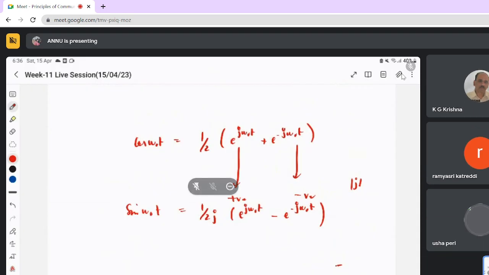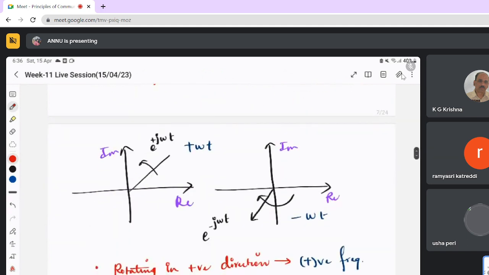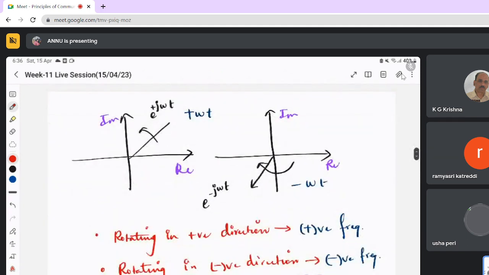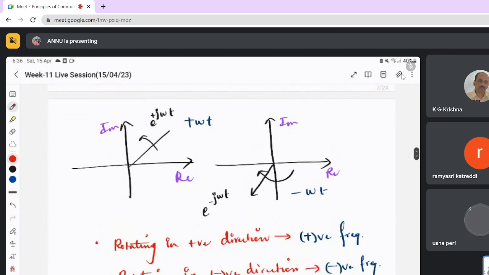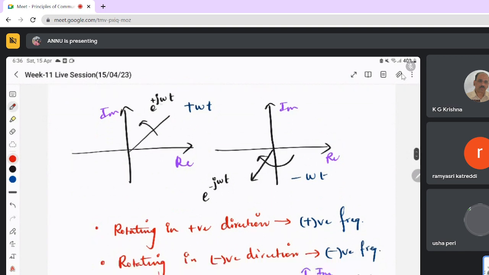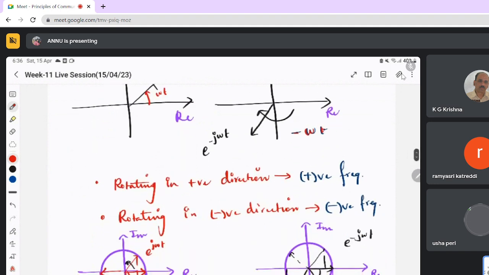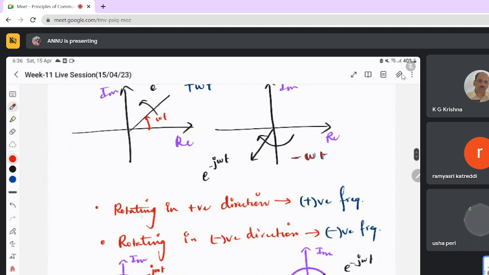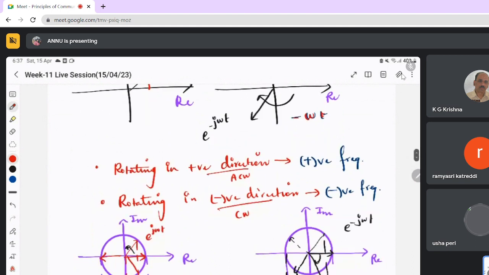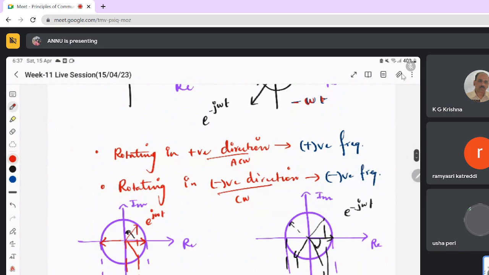So this is what about the magnitude spectrum. However, I want to tell you the significance of negative or positive. In both of the components you have e power j omega naught t and e power minus j omega naught t. So this one is a rotating vector. It is rotating with the angle of plus omega t, and this is minus omega t. This is rotating in the positive direction. Positive means anti-clockwise and negative means clockwise. So positive direction corresponds to positive frequency and negative direction corresponds to negative frequency.